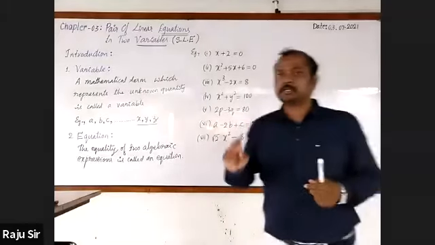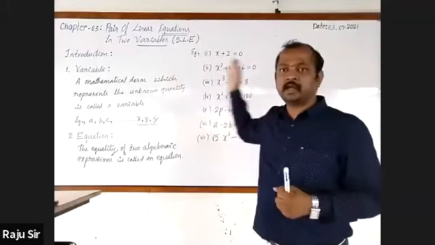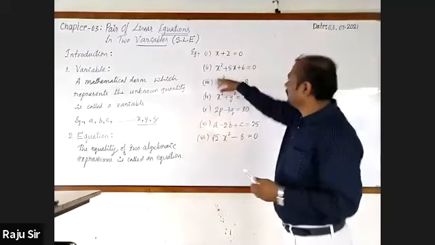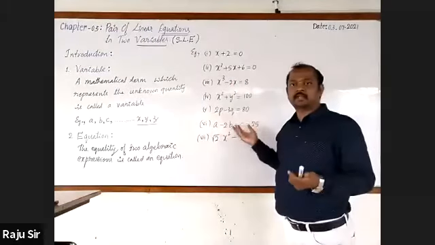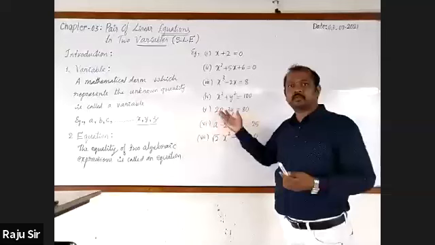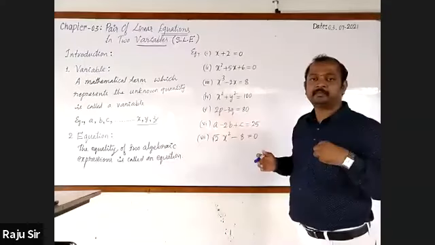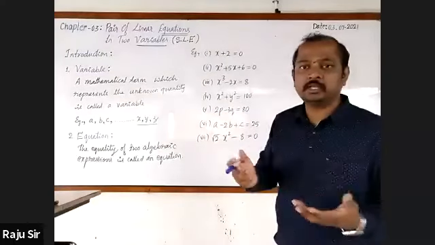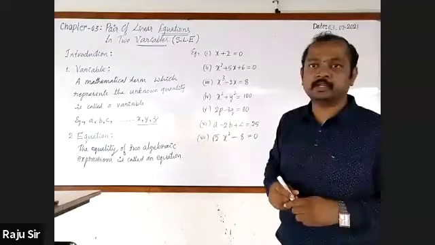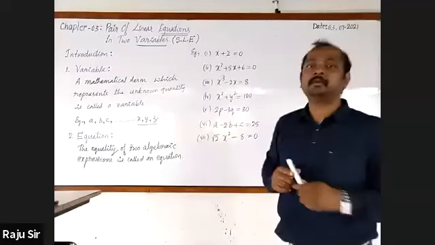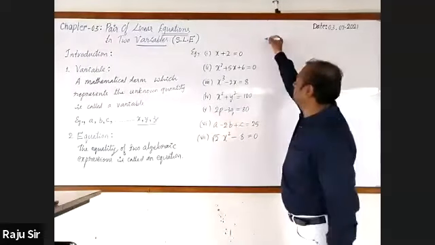In every equation, there must be two parts, LHS and RHS. You may interchange these LHS and RHS also. Then also they are called equations. Then we know that the highest power of the variable involved in the equation is the degree of the equation. So please write that answer.